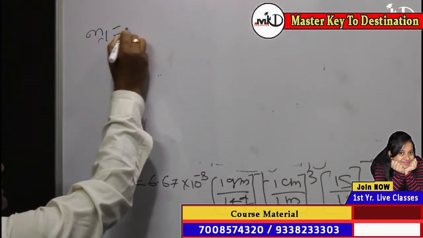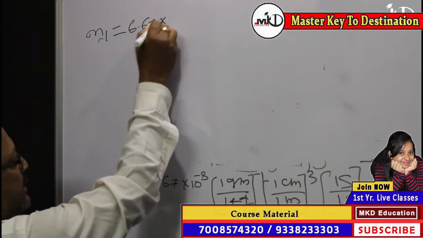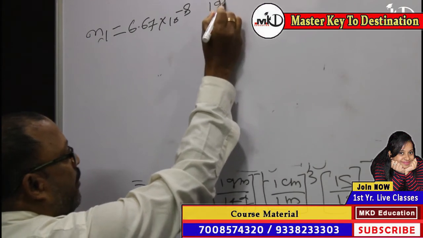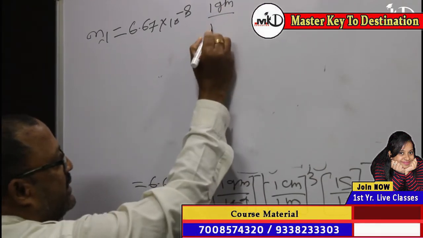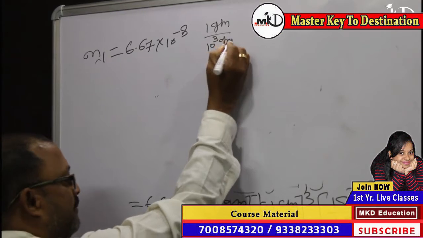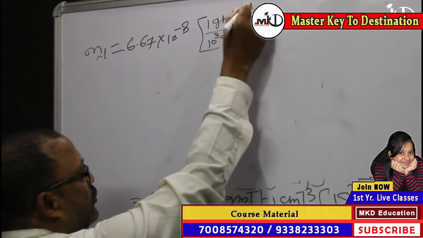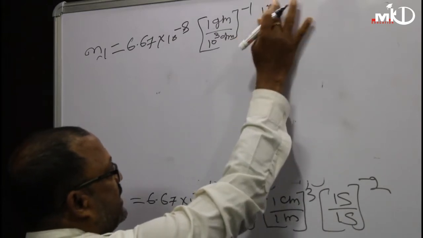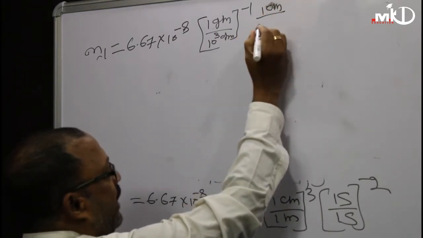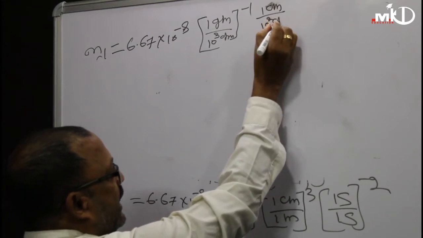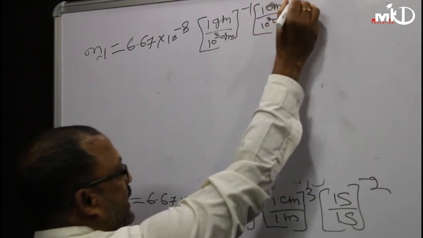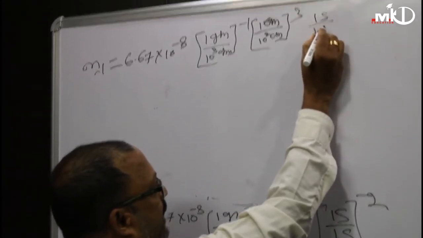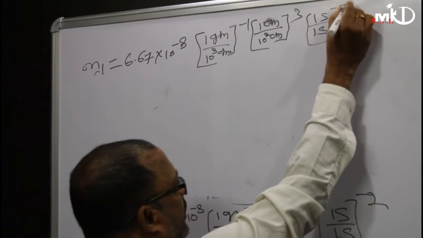Therefore N1 is equal to 6.67 into 10 to the power -8. Then this is 1 gram by 1 kg, which is equal to 10 to the power 3 grams, so 10 to the power 3 gram to the power -1. That is 1 meter is 100 centimeter, that is equal to 1 cm by 10 to the power 2 cm to the power 3. Then second and second are the same, no need to convert, 1 second by 1 second to the power -2.